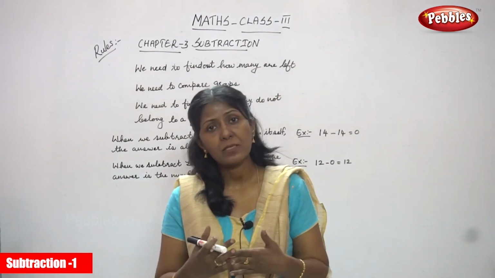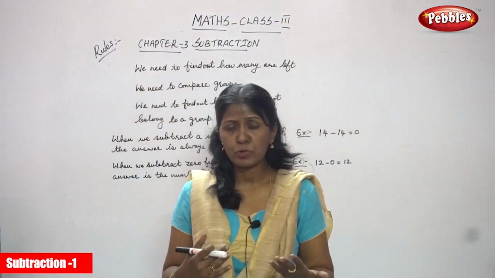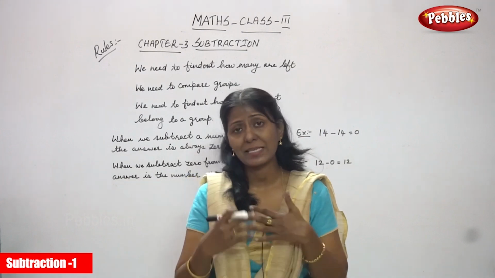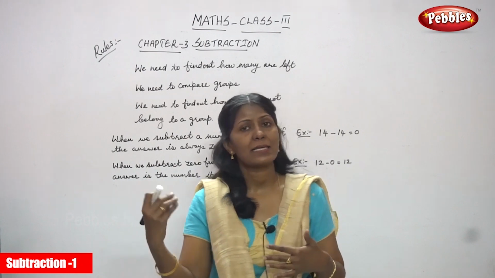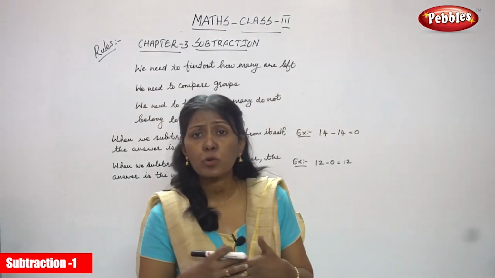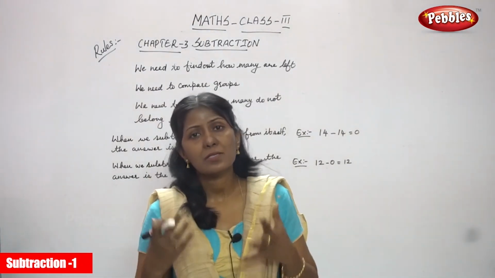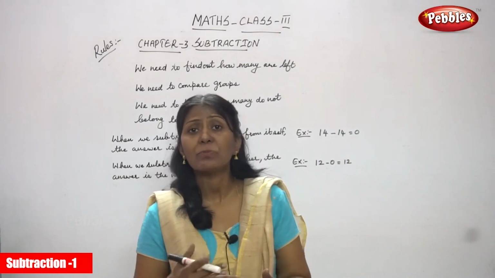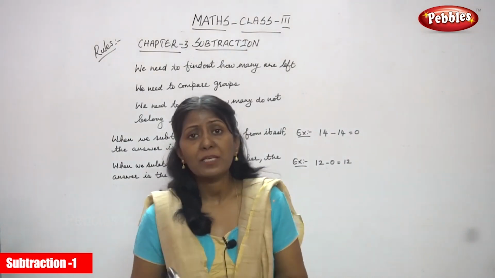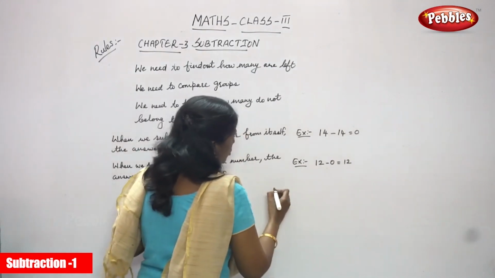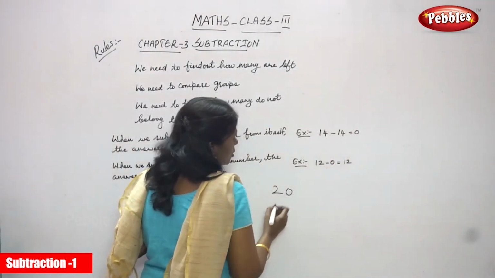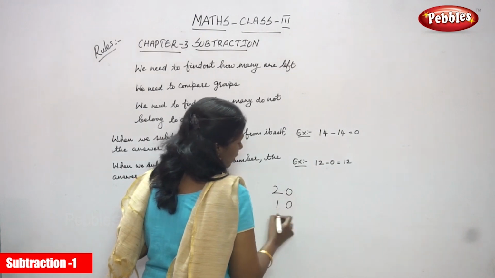So, again I will repeat. I gave the example already. I have 20 chocolates. I gave them to one of my friends, my best friend Sasi. I gave 10 chocolates to her. The remaining chocolates, how many do I have? So this is the question. How many chocolates are with me? We have to find out. I have 20 chocolates, and I gave my friend 10 chocolates.